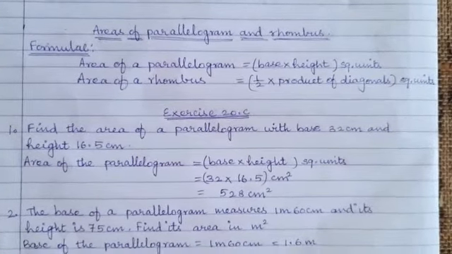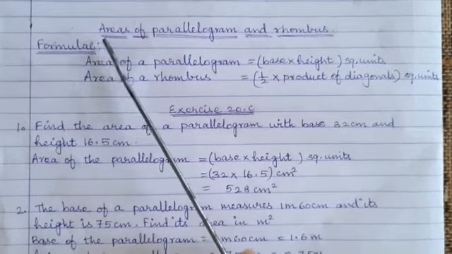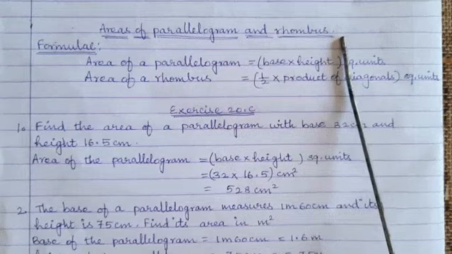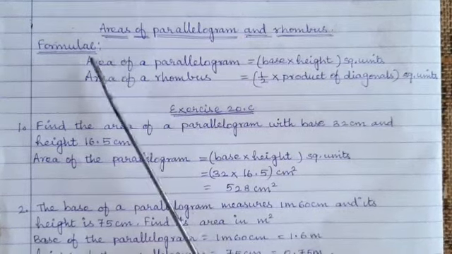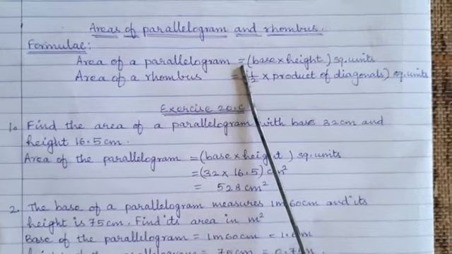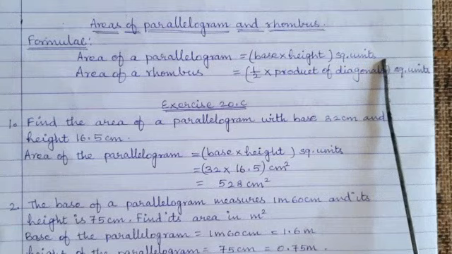Dear students, good morning. Now move on to the next topic in mensuration, areas of parallelogram and rhombus. First we will see the formulas. Area of a parallelogram is equal to base into height. Unit will be square units.